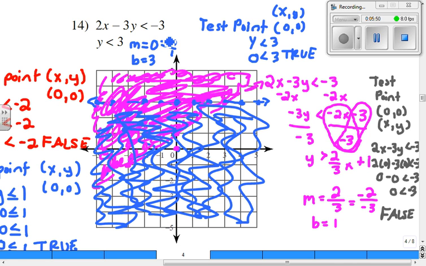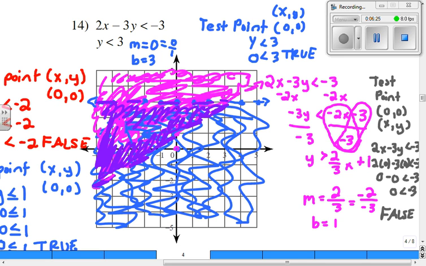Now, once again, with a system of inequalities, we really only care about the double shaded region. So we know that we had a dashed line here. We also had a dashed line up here at y is equal to 3. And our double shaded region is between these two dashed lines. That's our double shaded region. That's really the only region that we care about, between these two dashed lines over here.